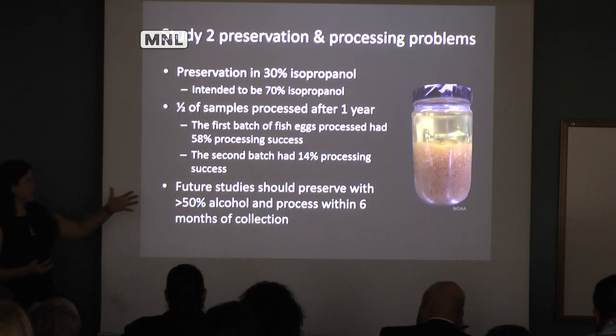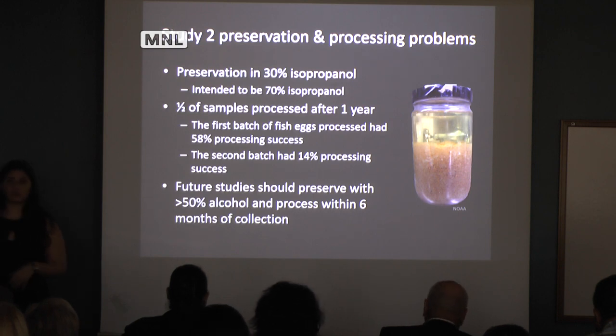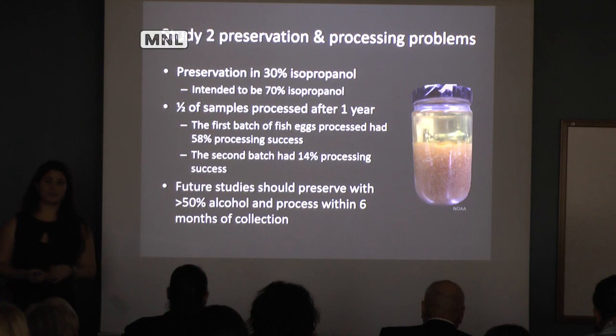And so they sat in kind of like this gunk of all the plankton and plant matter and any other things that were in these samples. So the first batch of eggs were processed within 2 months, and they had 58% processing success, while the ones that sat for over a year had only a 14% processing success. And so in future studies, we should make sure to preserve with greater than 50% alcohol and within 6 months of collection, if not as soon as possible.